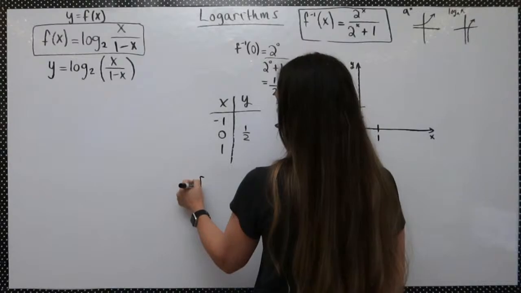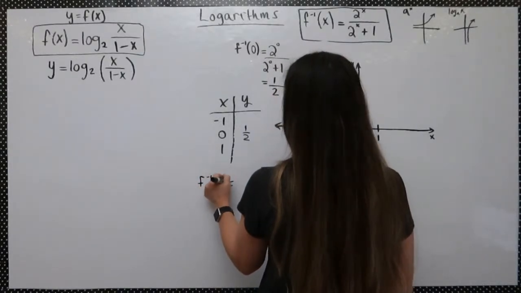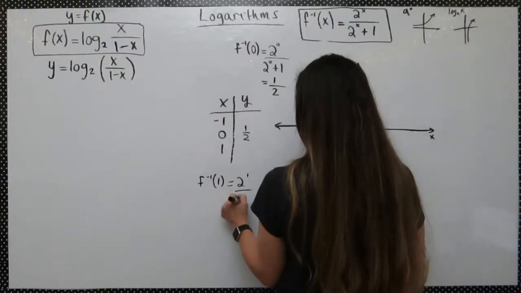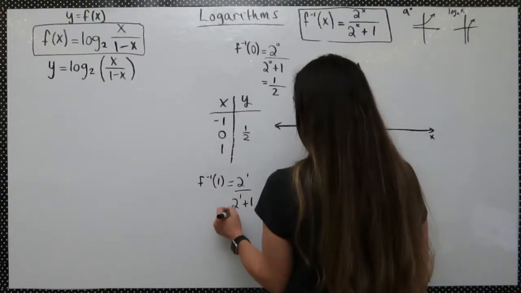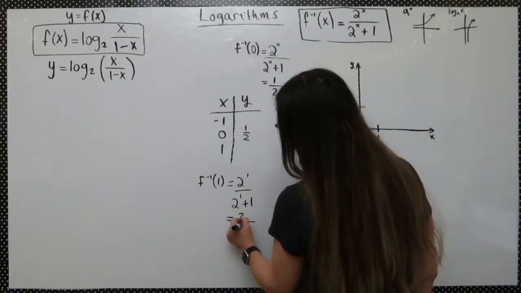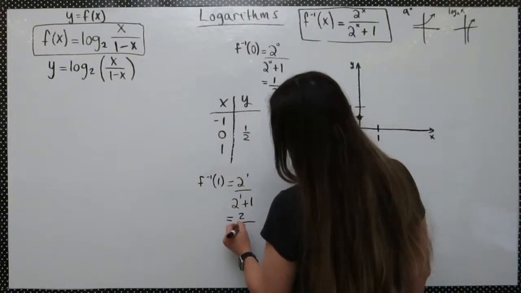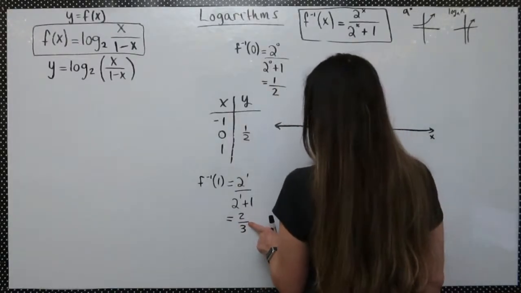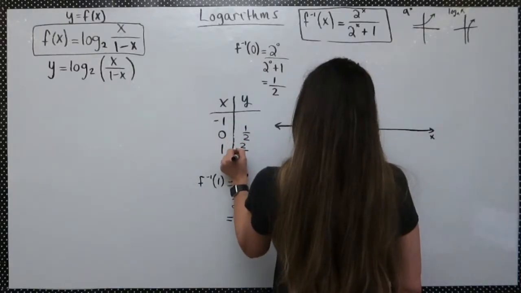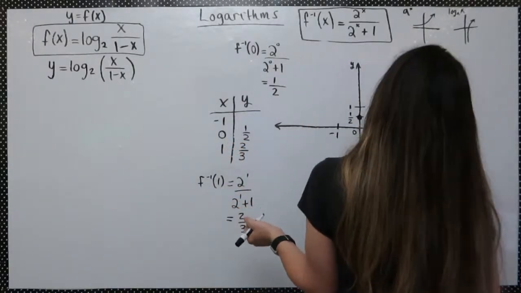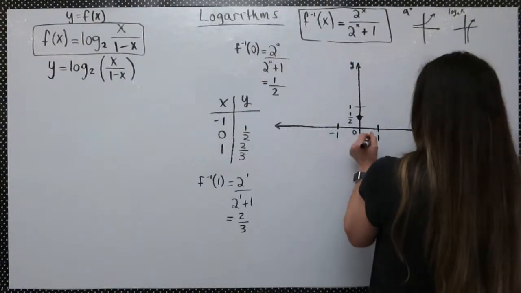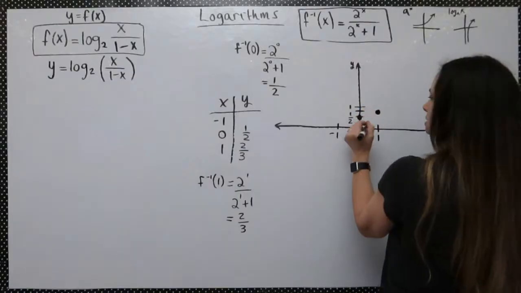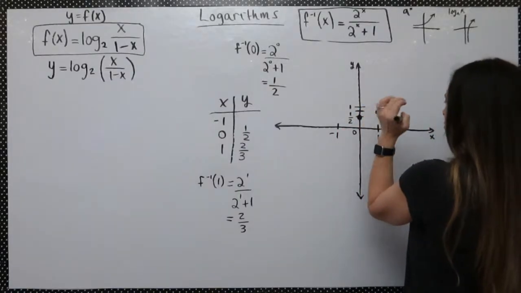And so f inverse of 1 is going to give us 2 to the first power divided by 2 to the first power plus 1. 2 to the first power is 2, and that's 2 plus 1, which is 3. So that's giving me 2/3. So 2/3 is just a little bit further. We'll see, it's right in there. Rough sketch, just a guess. So we have 1, 2/3.